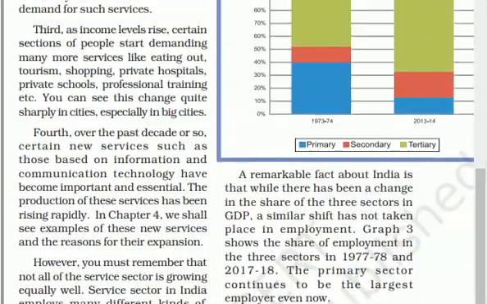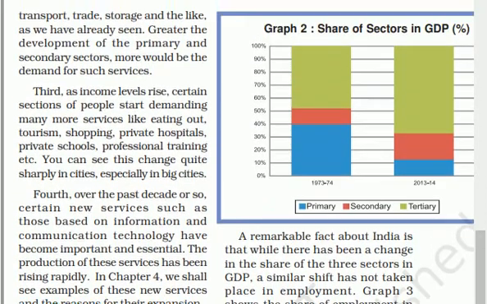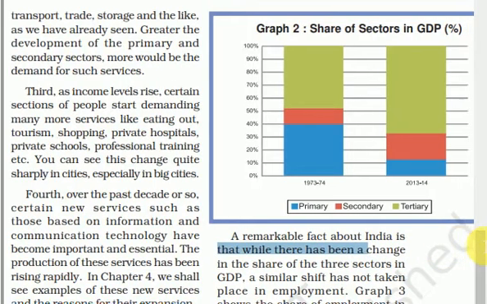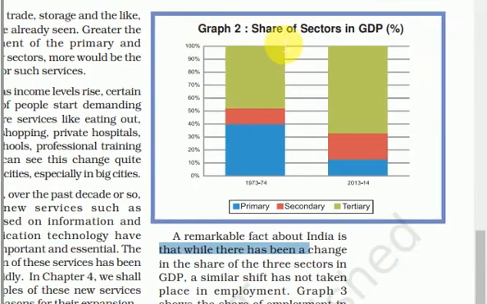The first graph is the contribution or share of different sectors in GDP. Here is the share of GDP in percentage. Primary sector 40%, secondary sector very much less, tertiary sector very large in 73-74. Now the share in GDP decreased in the agriculture sector, slightly increased in the production sector, and dramatically increased in the tertiary sector.